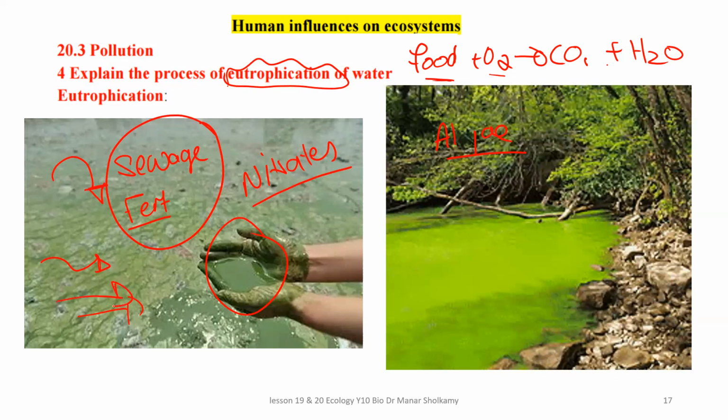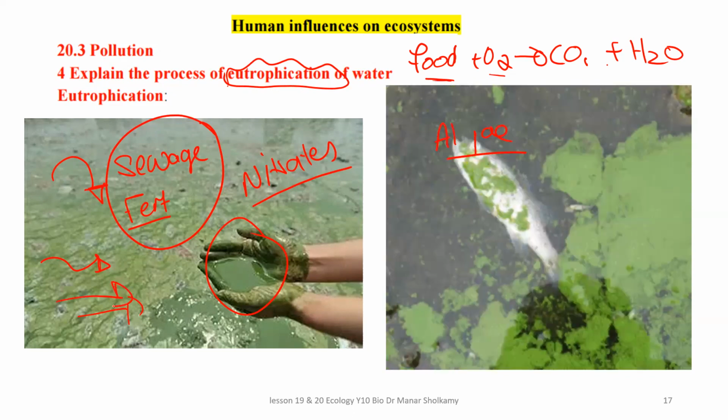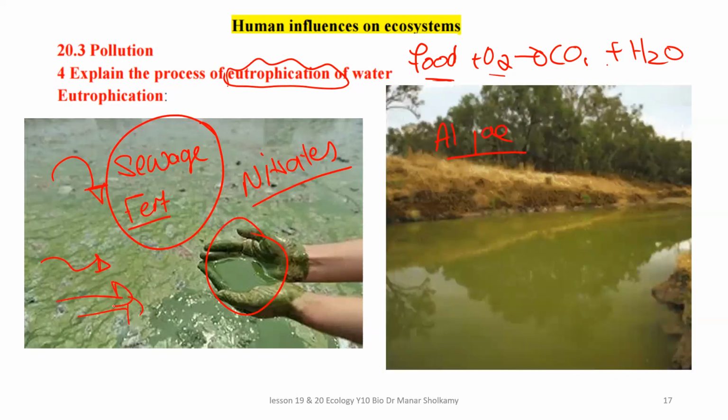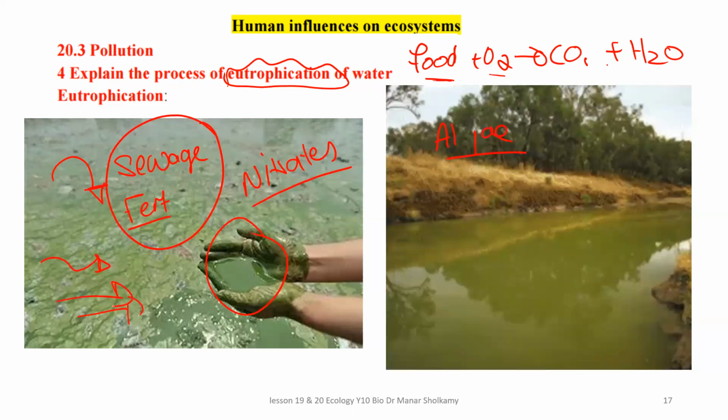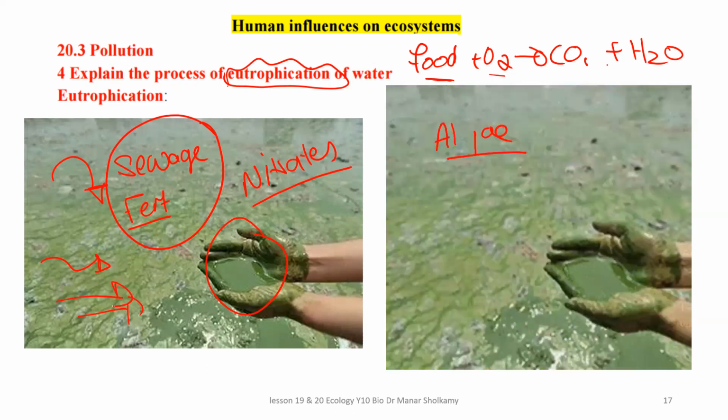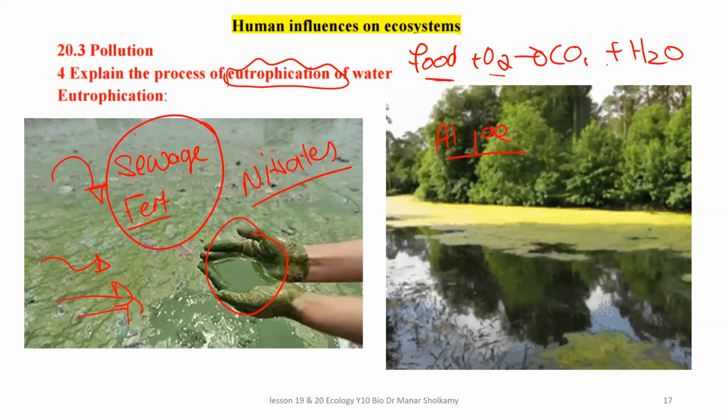I cannot drink it. I cannot use it for irrigation. I cannot use it for cleaning. It's completely useless. This water will only cause disease. Clear? This is eutrophication.